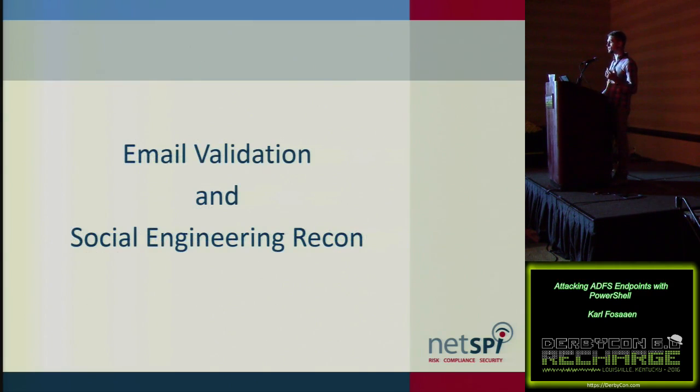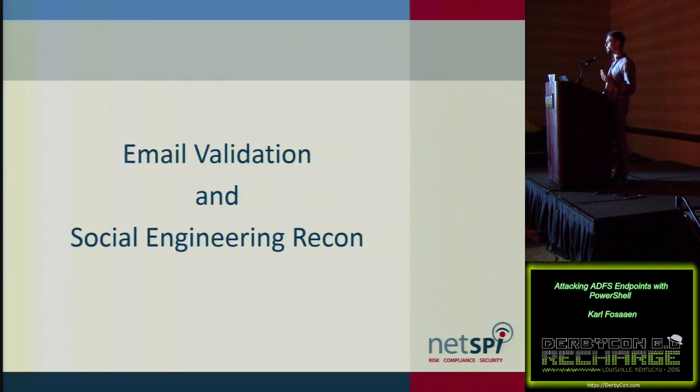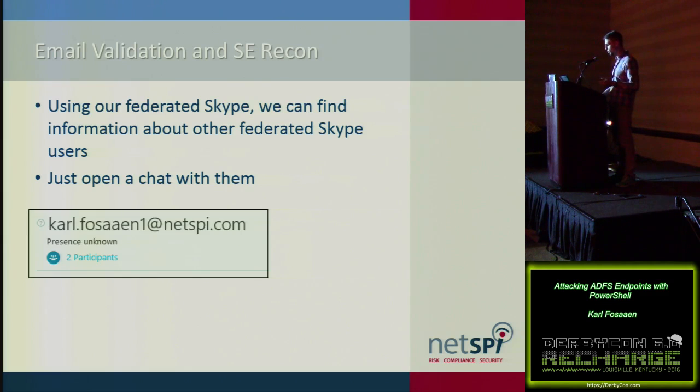Once we've got some users that we want to go after, how do we validate those? How do we know that they're real? Well, we can use federated Skype for Business instances to validate these emails. You'll see it in just a second here. Once we've got that full list, we want to be able to check if they're legitimate emails. So in this case, my email is not carl.fosaaen1@netspi.com. When we put that into the Skype for Business client and try to open up a message with that email address, we get this presence unknown. Doesn't seem like anything's there.